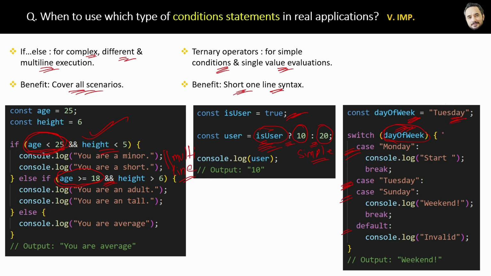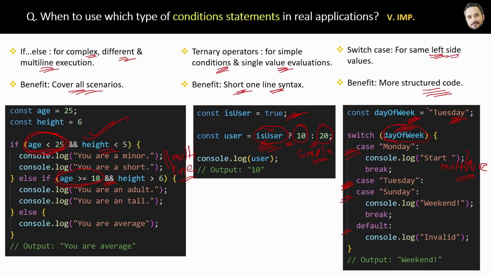Next important thing about switch case is, it can efficiently handle multi-line execution like if else, which ternary operators cannot do, right? So finally the point is, switch case is better for the same and consistent left side values, and the benefit is that switch case will provide you with more structured code. You can see it looks cleaner and more readable than if else, right? So that's it.